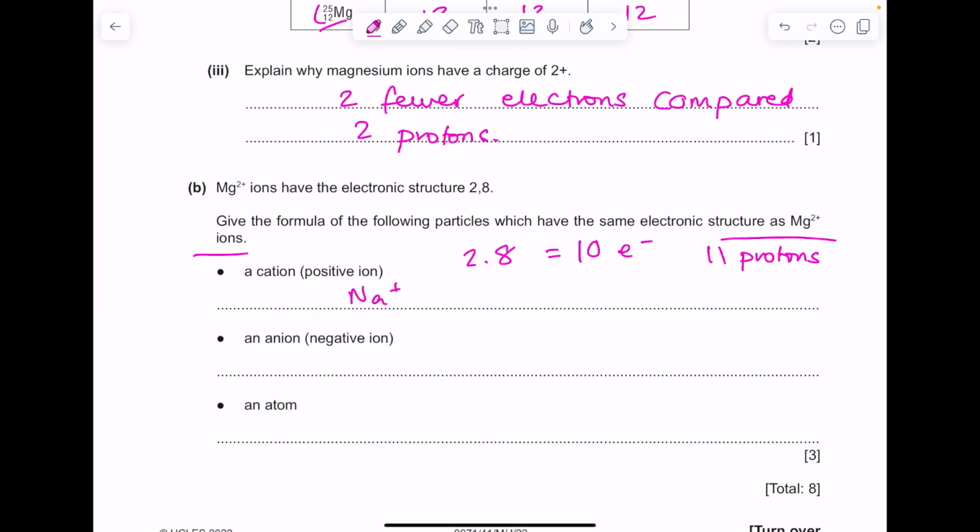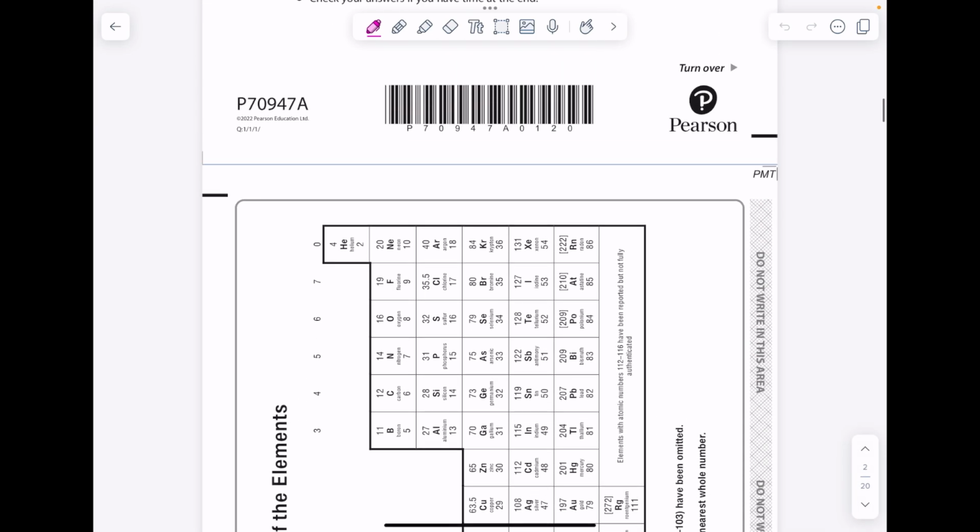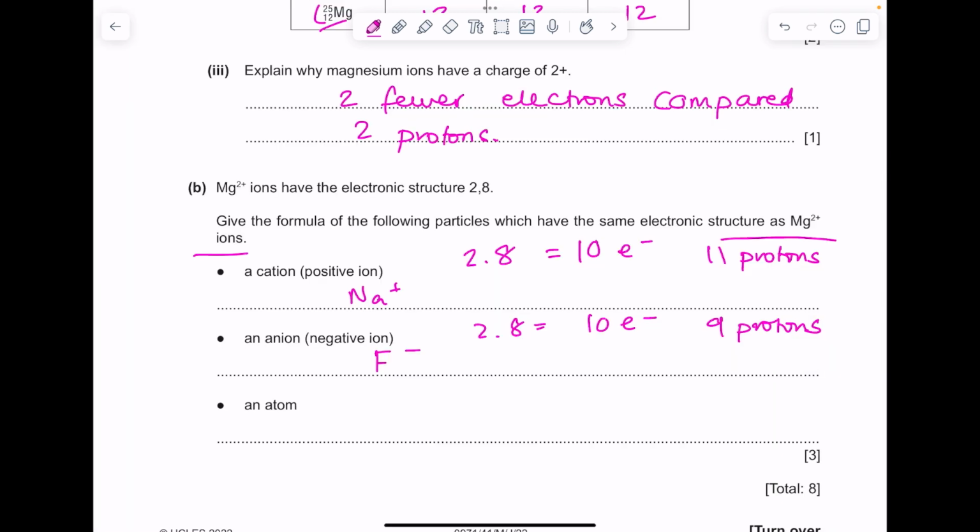A negative ion. So we need it to be 2,8 again with 10 electrons, which means we need 1 fewer proton. So that's 9 protons. Use our periodic table again. We need to look at that atomic number. So it's a fluoride ion, F-. And then is an atom. So it needs to be neutral, so it needs to have 10 protons. It's neon.